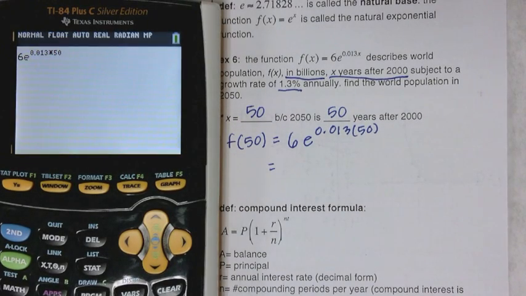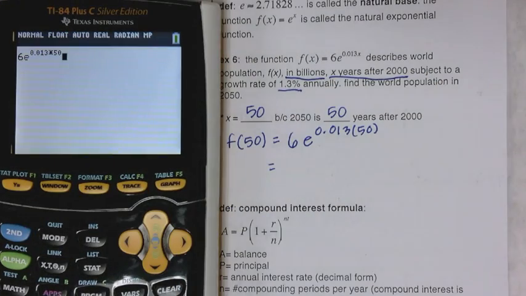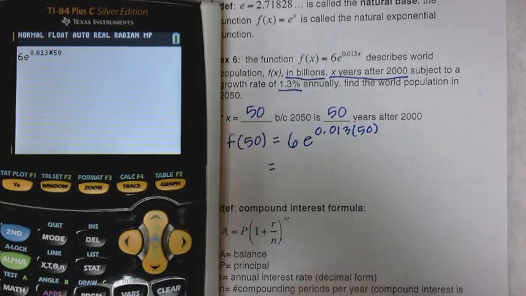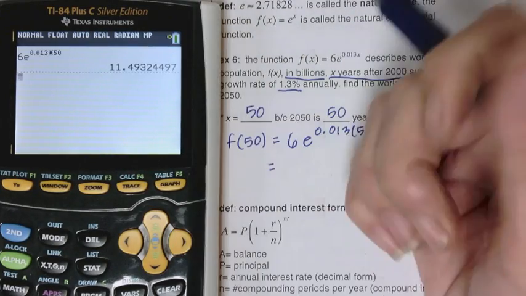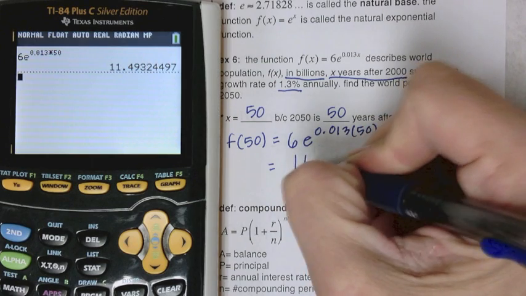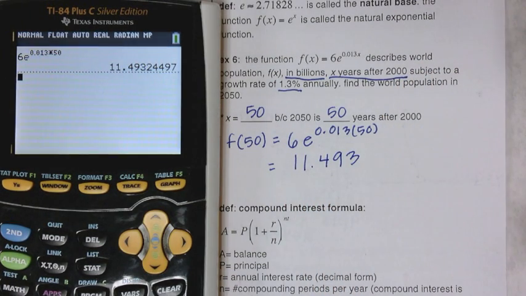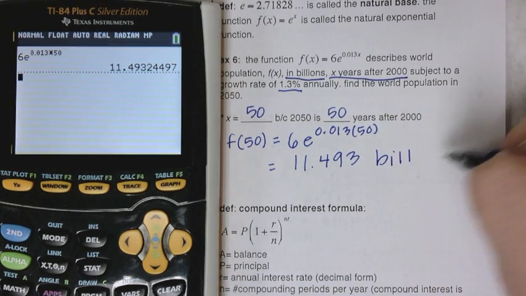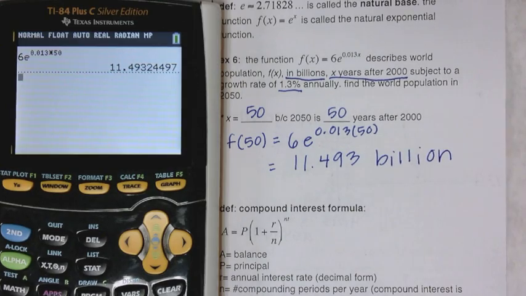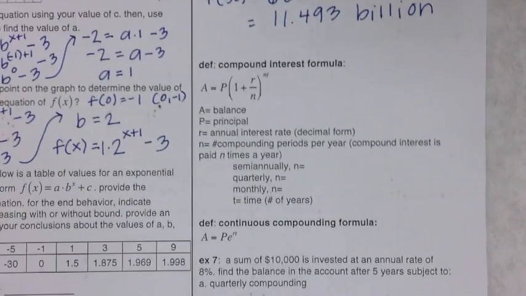If you don't have this newer calculator that keeps it up in the exponent until you tell it to arrow over, you should put your exponent in parentheses so it does that math first. We do that and we get 11.493. So there will be 11.493 people. No, this is in billions, so make sure you put your label. There will be 11.493 billion people.